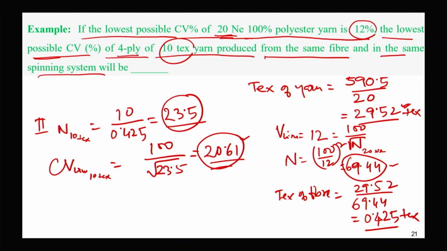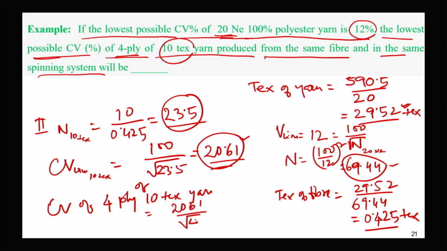Now we are plying with a 4 ply. So the CV of 4 ply 10 tex yarn would be 20.61 divided by under root 4, which is 10.30, approximately 10. So in this way we can calculate.